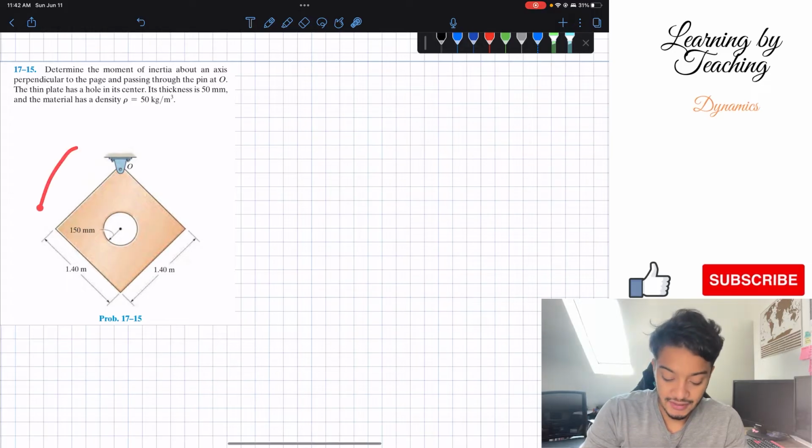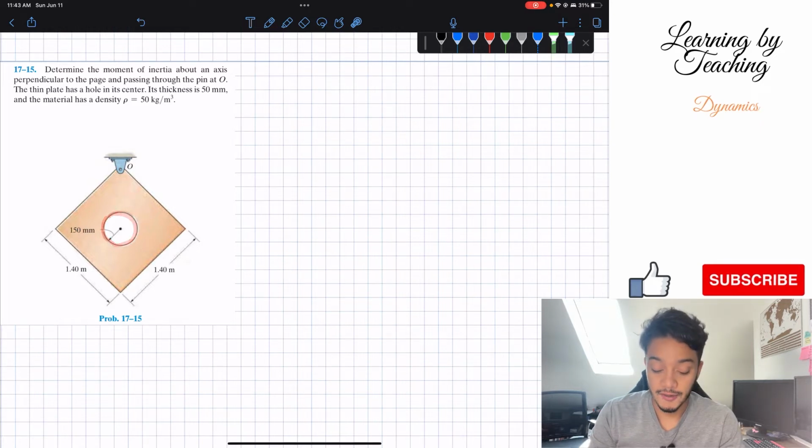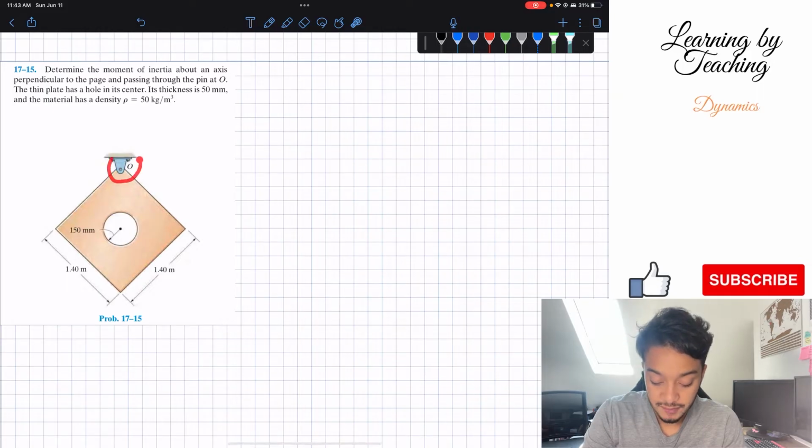So what do we have in here? Of course we have our thin plate, and as the description was telling us, that thin plate has a hole on it. And what we're trying to determine is the moment of inertia about this point O.